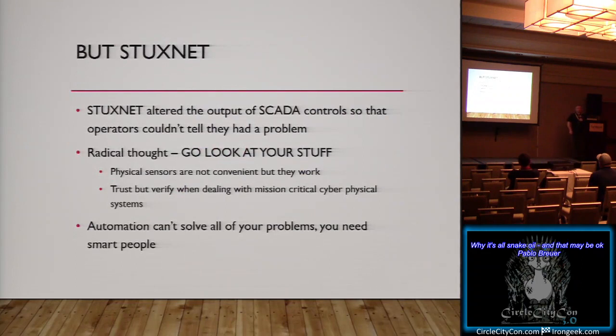So what about now somebody goes, but Stuxnet? Yeah, I got it. Stuxnet, right? So what happened with Stuxnet? Stuxnet altered the output of the SCADA system, so what you didn't get back from the controller was the correct speed, or the correct temperature, or the correct pressure. Here's a radical thought. Go look at your stuff, right? Cyber physical systems. Get up off your butt, leave your console, and go look at your stuff. I guarantee you that there's an analog pressure gauge there somewhere. There is an RPM meter.